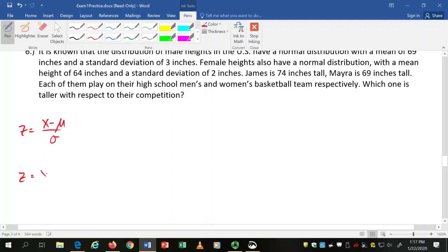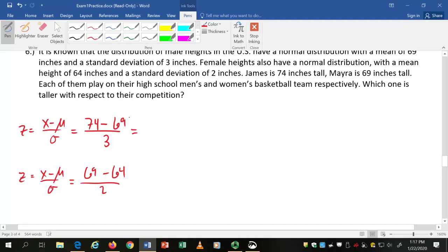Remember, a z-score is a measure of relative standing, and it measures how many standard deviations above or below average someone is. That's the formula, and you probably want to keep it on your formula sheet. The guy is 74 inches tall, and he comes from a population with a mean of 69 and a standard deviation of 3. The girl is 69 inches tall, but she comes from a population with an average of 64 inches and a standard deviation of 2.